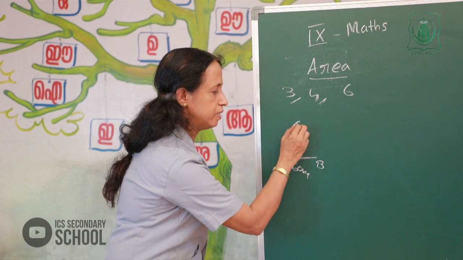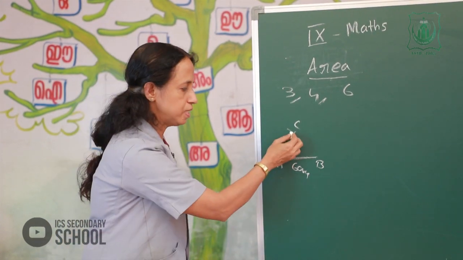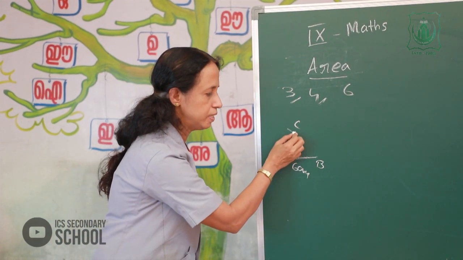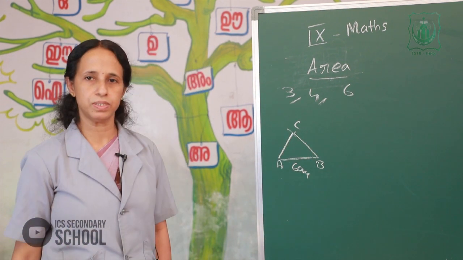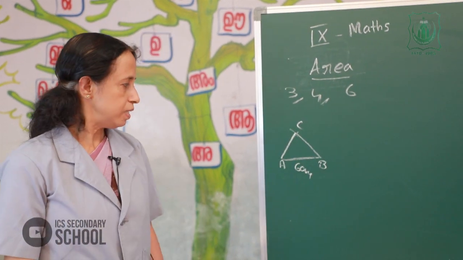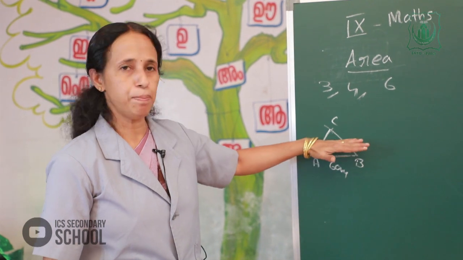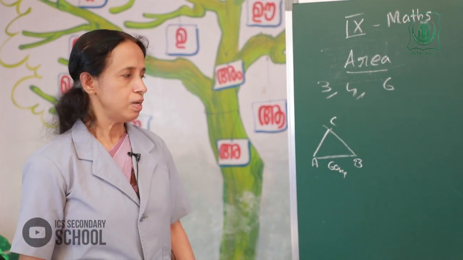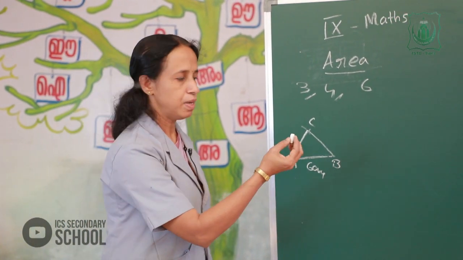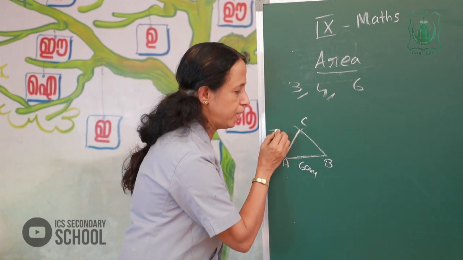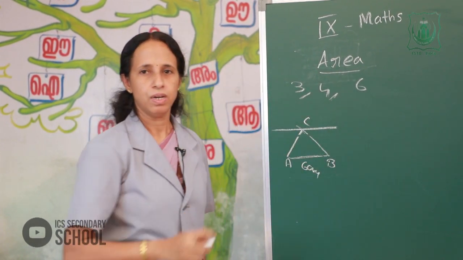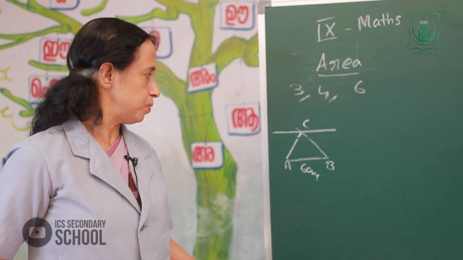This is A, B, C. Connect C to A and C to B. Here triangle ABC is formed. Draw a line parallel to AB through C.